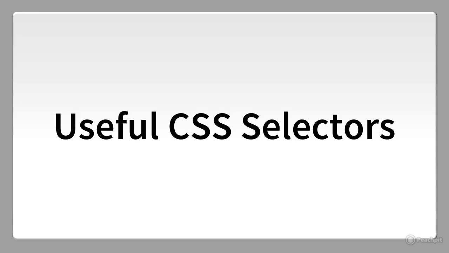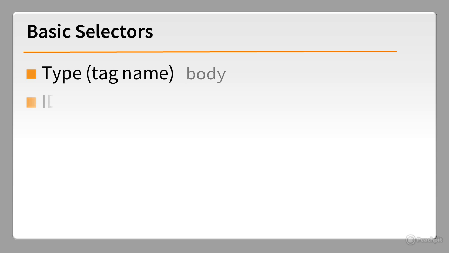To work successfully with CSS, you need not only a good knowledge of which properties to apply, but also which selectors to choose. Let's start with a quick reminder of the basic selectors covered earlier in this course. Type or tag name selectors redefine the look of HTML tags. They consist of the tag name without the angle brackets.